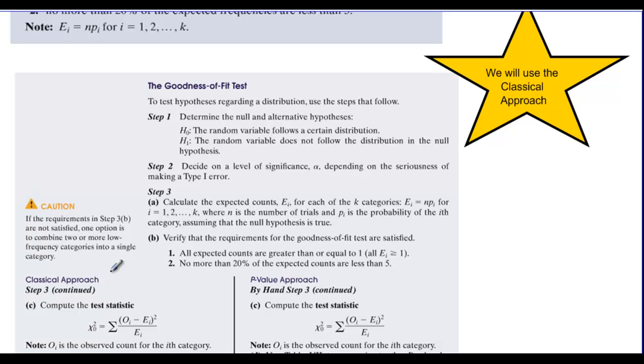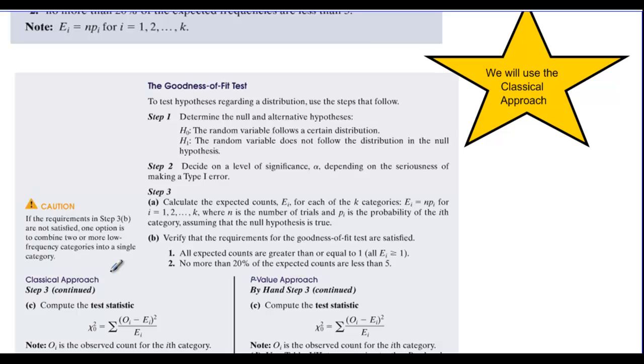Our second step is going to be to decide on a level of significance, alpha, depending on the seriousness of making a type 1 error. And again, alpha is going to be given to us whenever we're doing this. For step 3, we're going to calculate the expected counts, E sub i, for each of the k categories. And again, E sub i, the expected count, is just going to be n times the probability for that category. We're going to do that for all categories, and n is the number of trials. We also need to verify that the requirements for the goodness of fit test are satisfied.